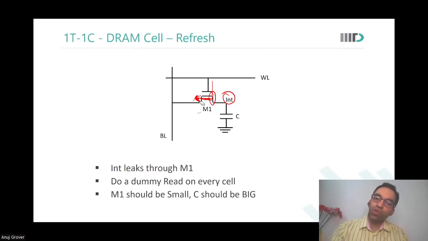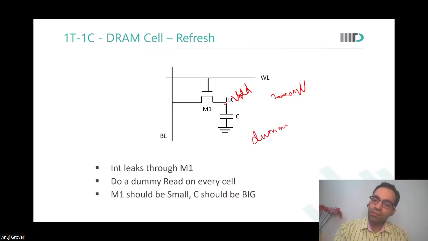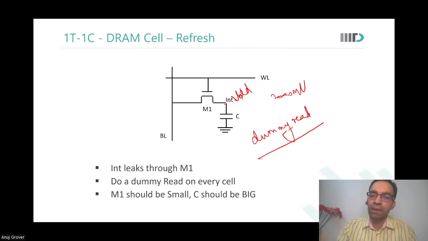What you want is to restore the cell content. Suppose it has leaked by 200 millivolts. If you do a read operation right there and then, what happens? This will still be read as VDD, and I will restore the VDD value onto the int node. So this is called a dummy read. This is not a user triggered read. This read happens anyway, so that the contents of the DRAM are maintained. This is the refresh part.